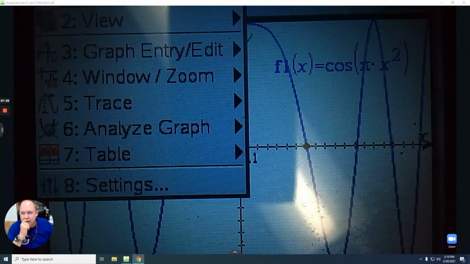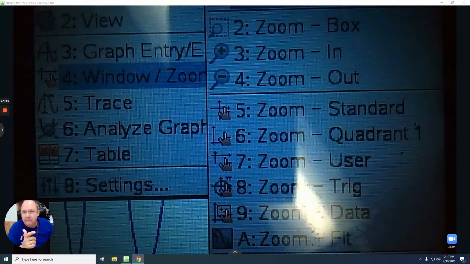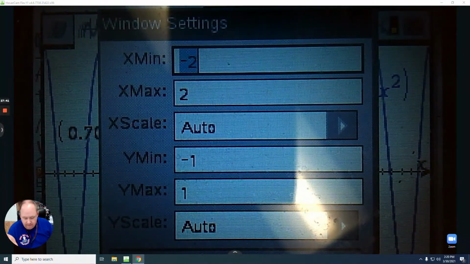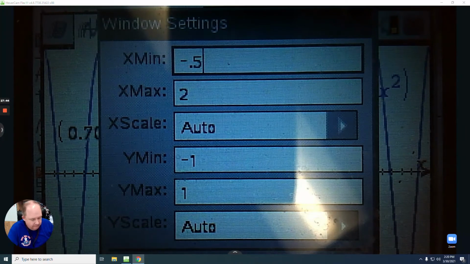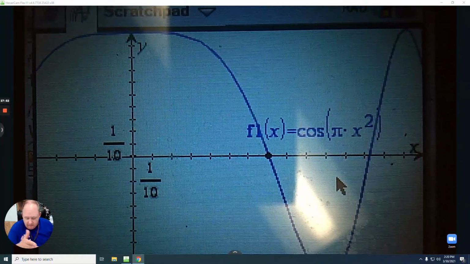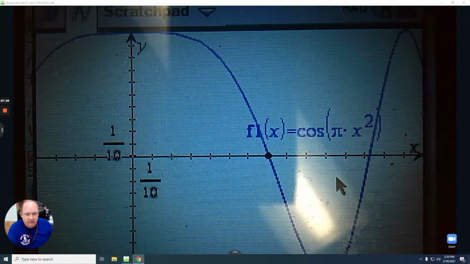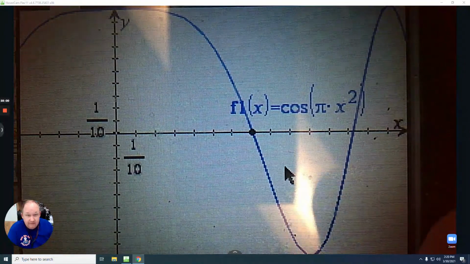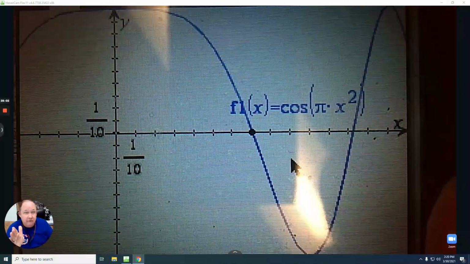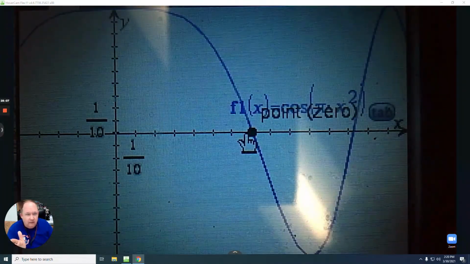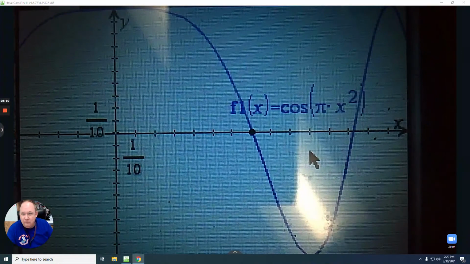Now the window we're going to change. So 4 and then 1. And then we want our window to go from negative 0.5 to 1.5. Now we need to know what we're looking for in this one. So there's the window I'm looking at. Where is it decreasing? You can tell it's decreasing right here where the derivative is negative. It's decreasing when the derivative graph is below. So in what interval is it below? So if I look at this point to that point.